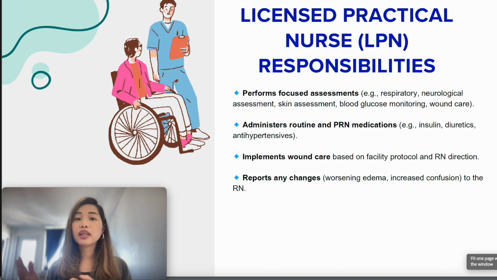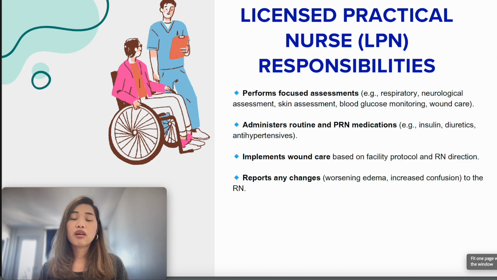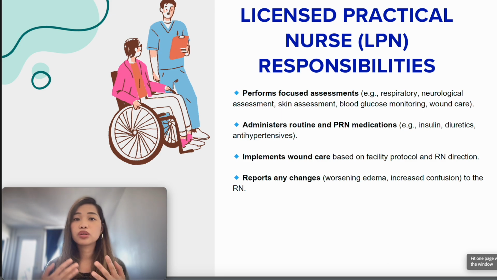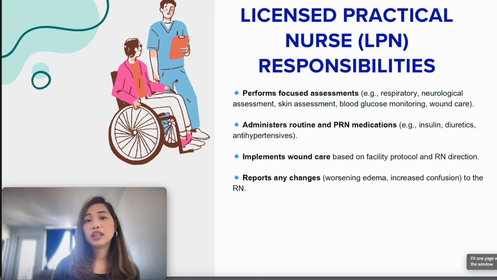So you need to be communicating with the RN regularly, right? You guys are working as a team, so you need to report any changes in the patient's condition or status, any alteration. So for example, worsening edema, the patient's confusion is increasing, the patient is not eating her meals for breakfast, lunch, and dinner, or not drinking, or anything like that. You need to communicate that to the RN, and the RN will communicate that to the physician.